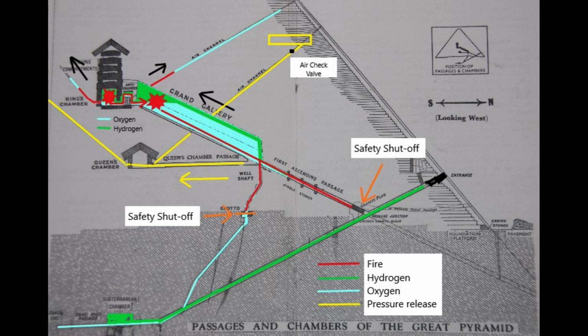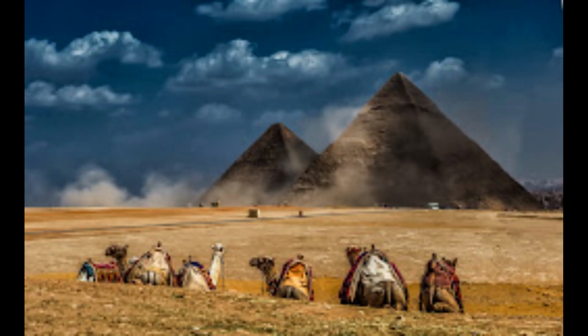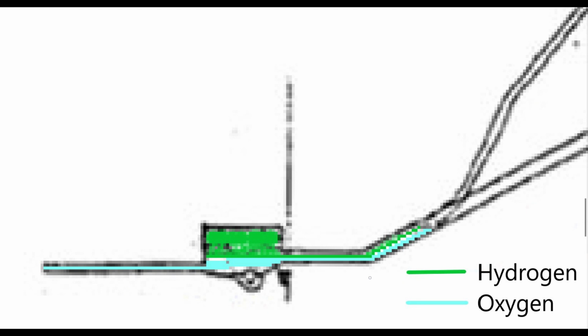Hello, everybody. Today we're going to talk about the Giza pyramid. I want to talk about how it's a power plant. Down at the bottom of the Giza pyramid, there was a water separator, an H2O generator. It would separate water into hydrogen and oxygen.